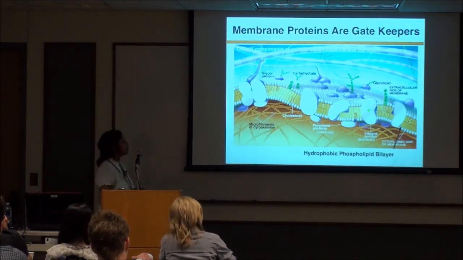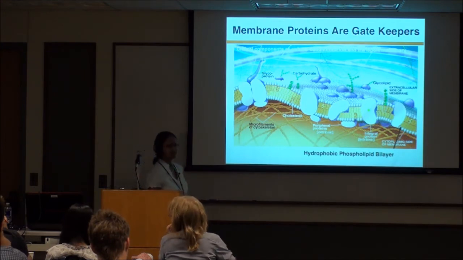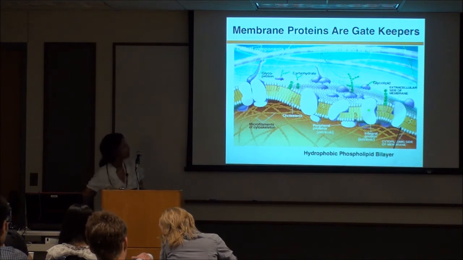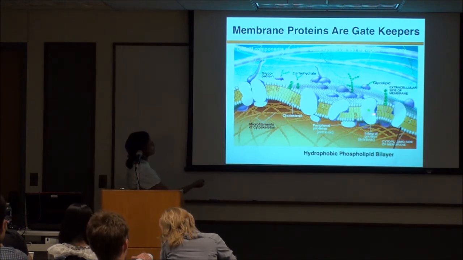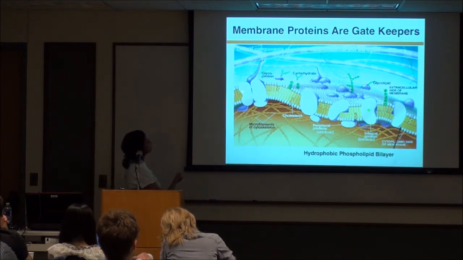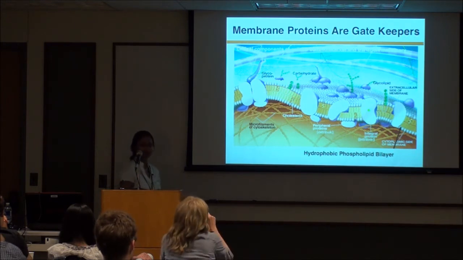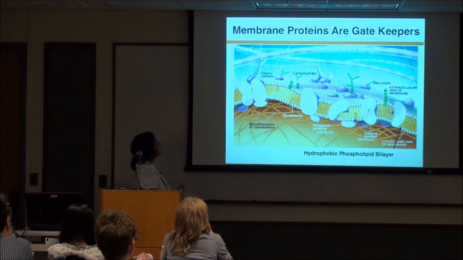So this is a schematic view of a cell membrane. The yellow here is the lipid bilayer, and these membrane proteins are embedded in it. So they are like gatekeepers of the cell. And molecules, drugs, anything from outside the cell that wants to go in has to talk to these gatekeepers.